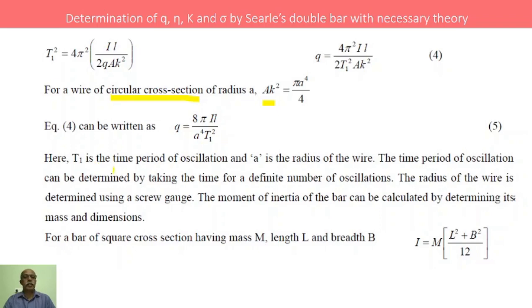And here t1 is the time period of oscillation and a is the radius of curvature of the wire, and the time period of oscillation can be determined by taking the time for a definite number of oscillations, say 10 or 20. The radius of the wire is determined using screw gauge. Moment of inertia of the bar can be calculated by determining its mass as well as the dimensions, that is length and breadth. For a bar of square cross section having a mass m, length L, breadth B, the moment of inertia is given by the expression I is equal to m into (L square plus B square) by 12.